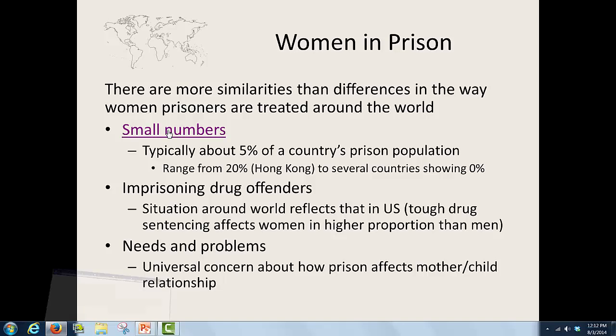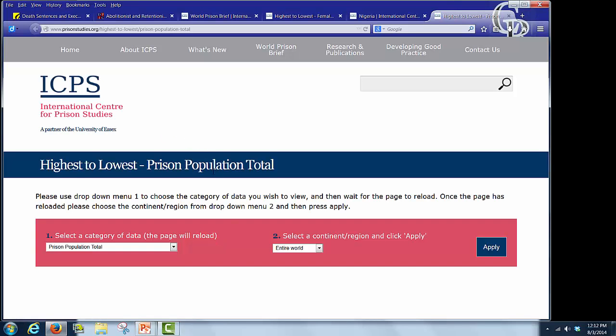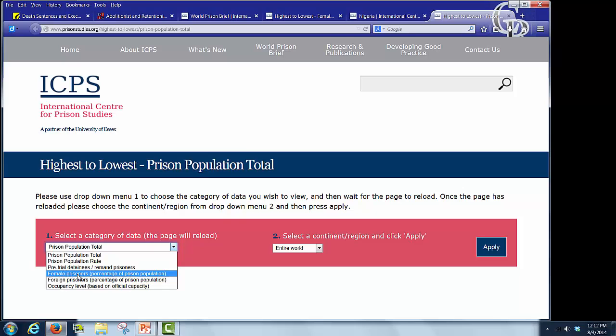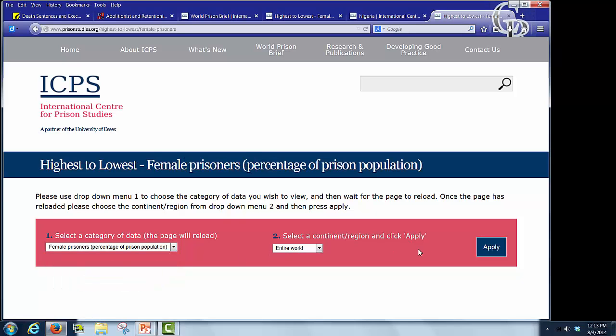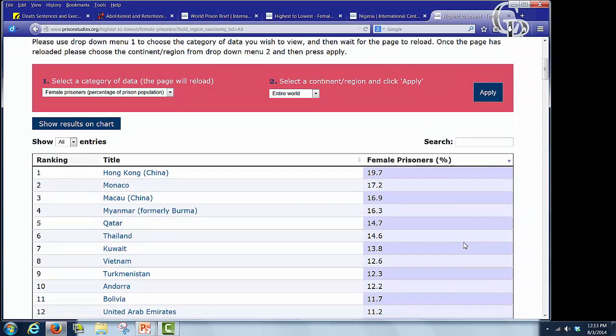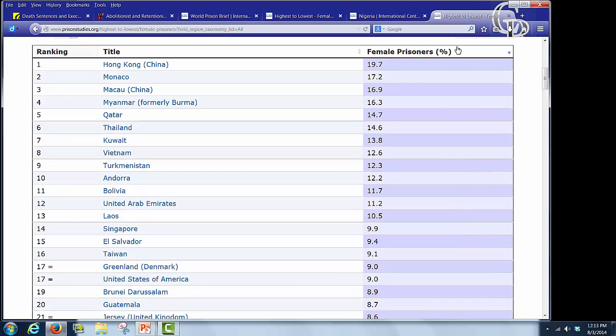Take a look at the small numbers just to give you an example, and this link is going to take us back to the World Prison Report that I mentioned a few slides earlier. And one of the things that we can find here is to look at different categories. And I'm just going to choose the female prisoners as a percentage of the prison population. And we're going to use the entire world as opposed to breaking it down to individual categories. As you can see, you can do it by region, but we'll look at the entire world.